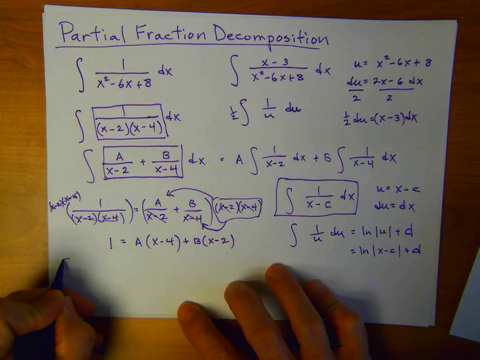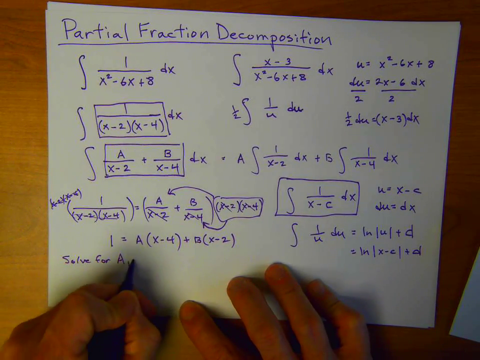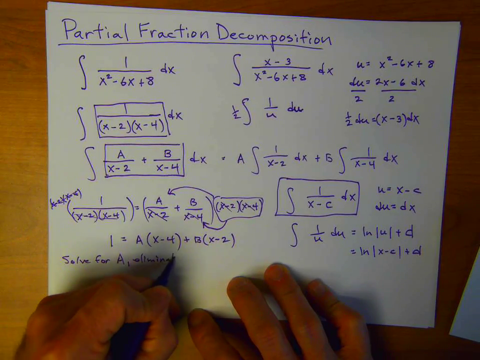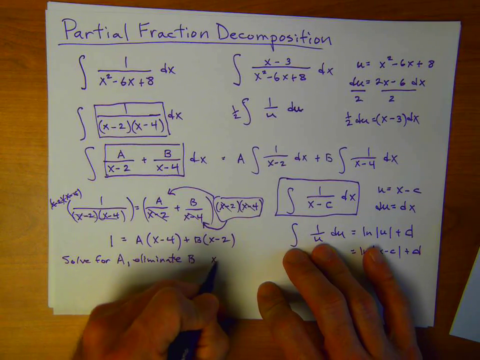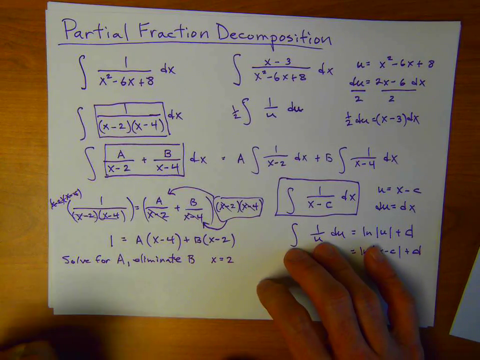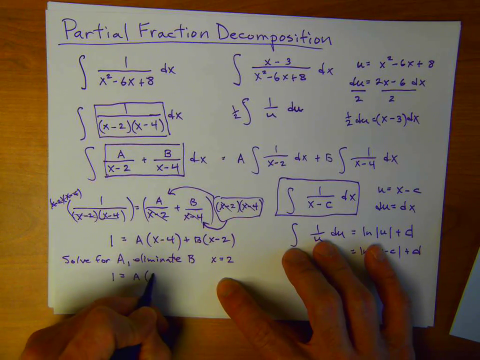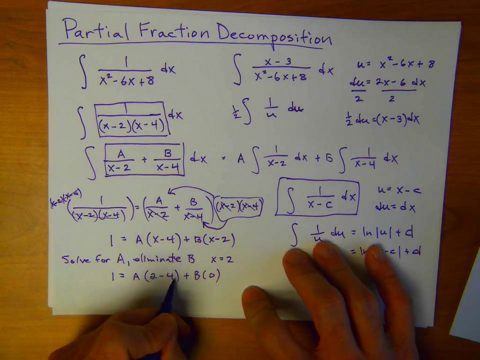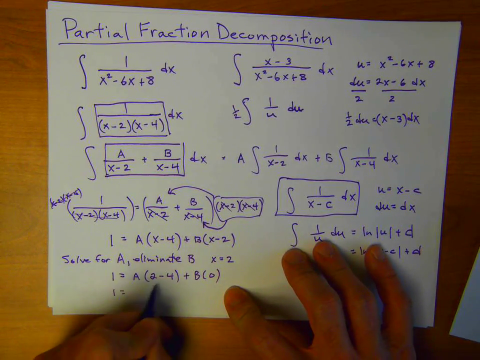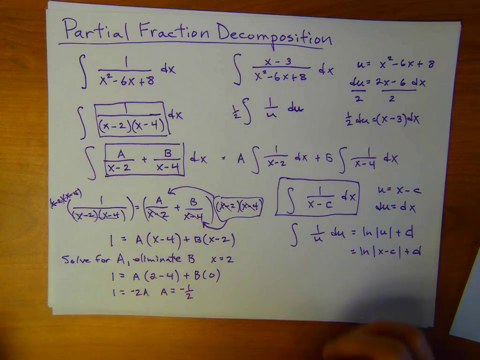So for example, if I want to solve for a, then I want to eliminate b, and I want to choose an x that would eliminate b. Well, clearly if I let x equal 2, then b is gone, right? So if x equals 2, then I have 1 equals a times 2 minus 4 plus b times 2 minus 2, and 2 minus 2 is just 0. So I'm left with 1 equals negative 2 times a, so a equals negative 1/2.